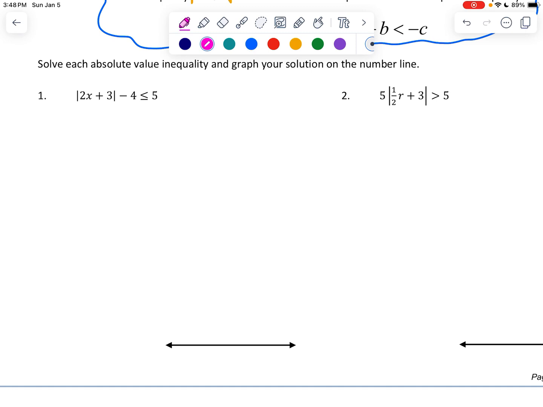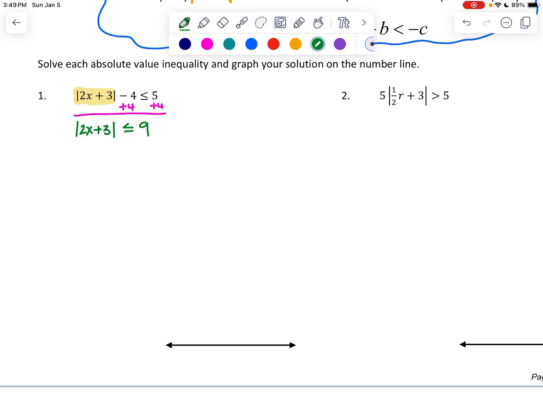So I need to get my absolute value bars by itself. Whatever's in absolute values, I want it alone. This guy right here, I need it by itself on the left side of the equal sign. It is not by itself, so I have to add 4 to both sides to get it by itself. So the absolute value of 2x plus 3 is by itself now, is less than or equal to 9.